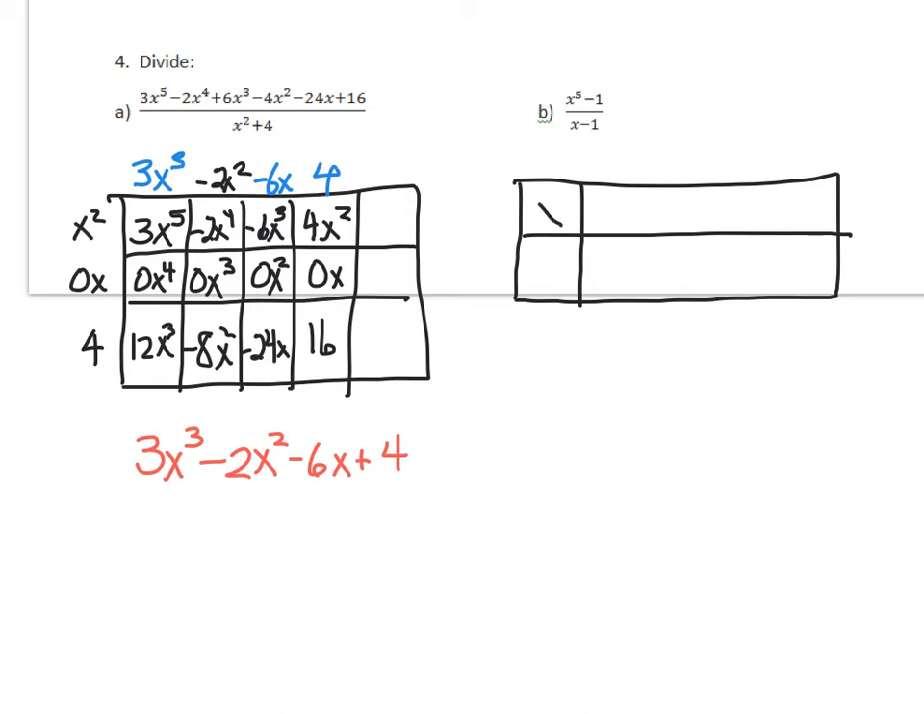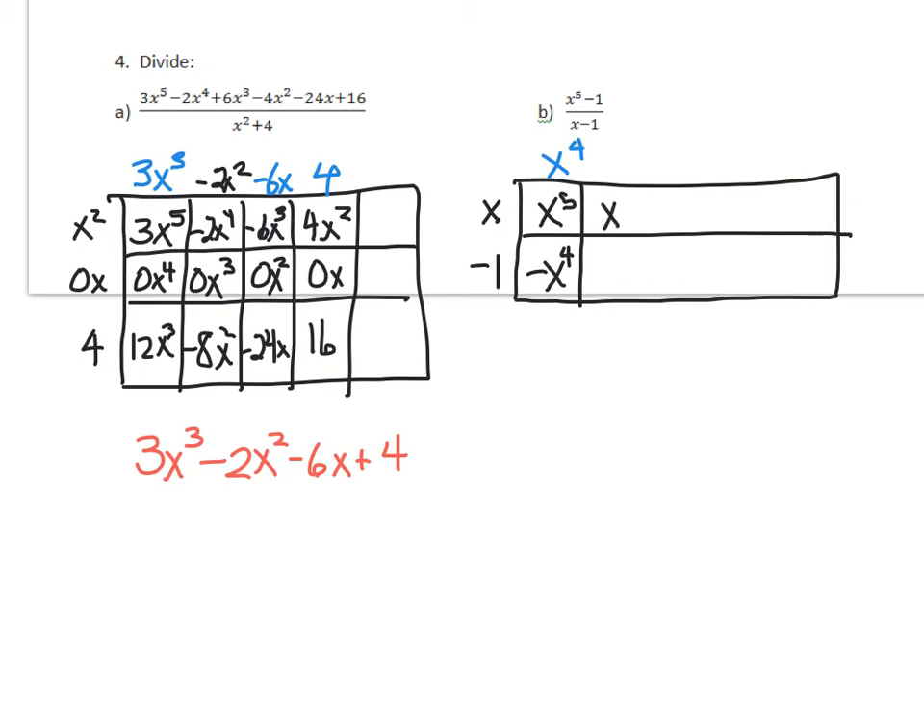So I'm starting with x to the fifth, and I've got an x and a minus 1 over here. So I need an x to the fourth to multiply by x to get x to the fifth. X to the fourth times negative 1 gives me a negative x to the fourth. But when I look back in my original problem, I don't have any x to the fourth terms up there. So that tells me that this diagonal has to be 0x to the fourth.